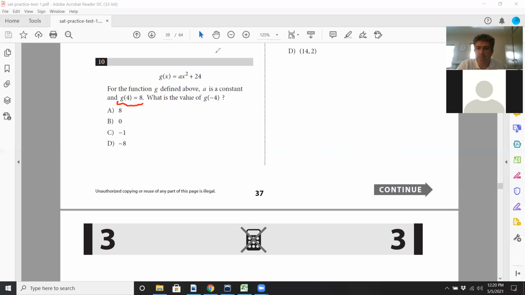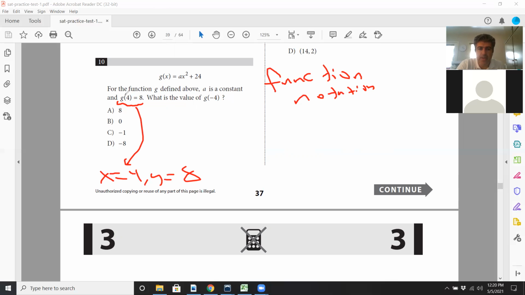And sometimes math can have really weird notation. This is what we call function notation. It's not hard once you get the hang of it. And again, I would call this a gimme for sure. All this means is that x equals 4, y equals 8. That's all it means. Because x is in the parentheses, and this right here is what y equals.